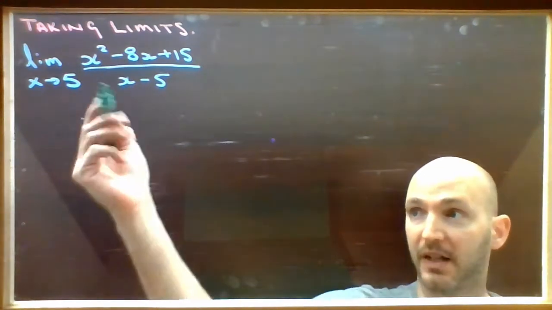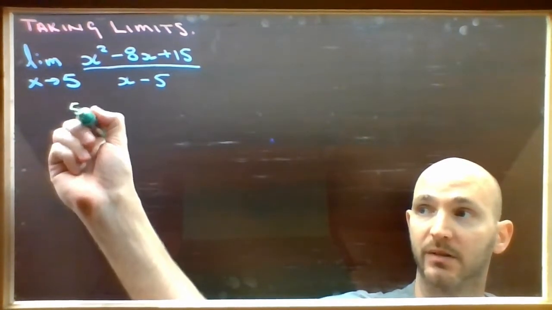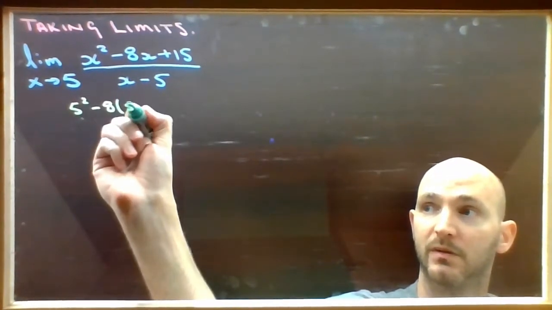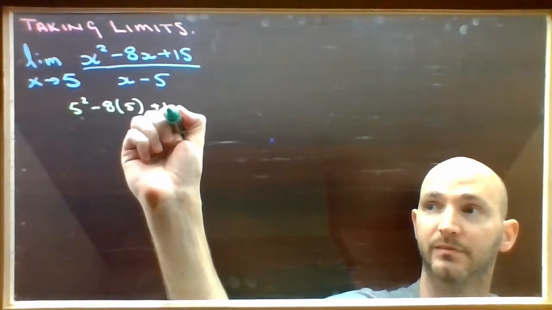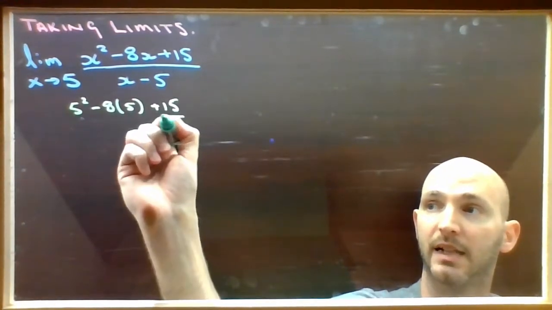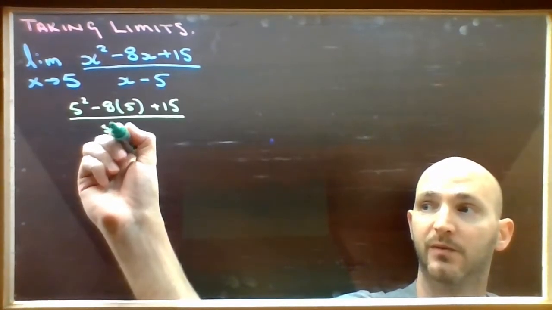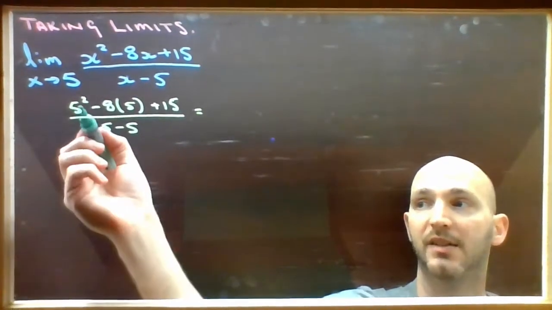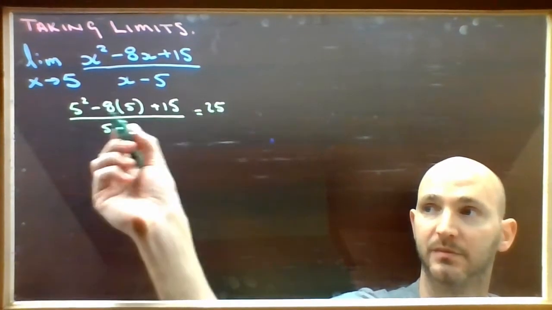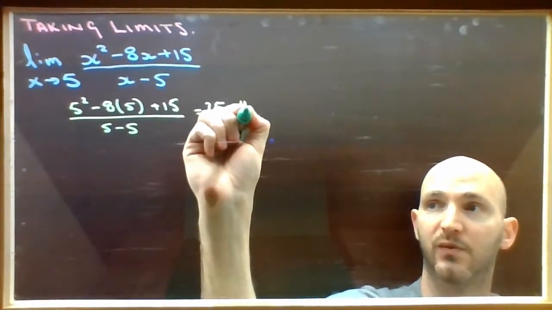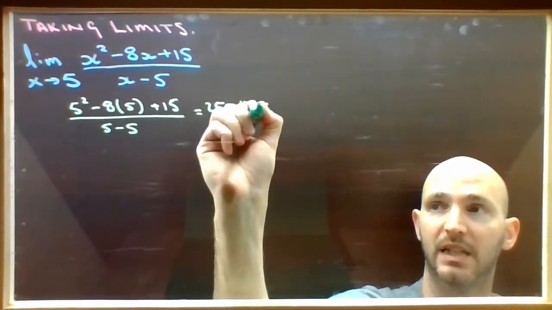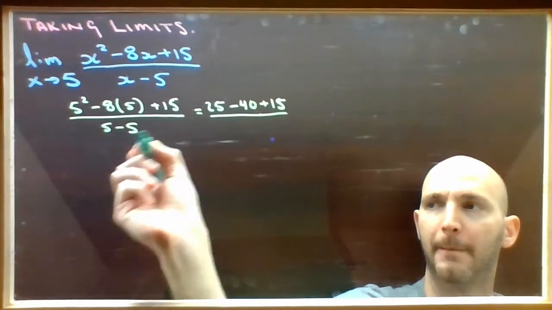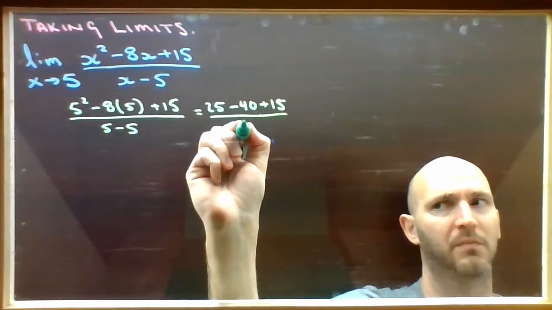On top there, I would have 5 squared minus 8 times 5 plus 15. And in the bottom, I would have 5 minus 5. Okay. So 5 squared is 25. 8 times 5 is 40. And plus 15 is plus 15. And 5 minus 5 is, well, 0.